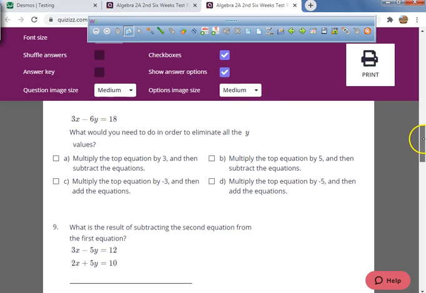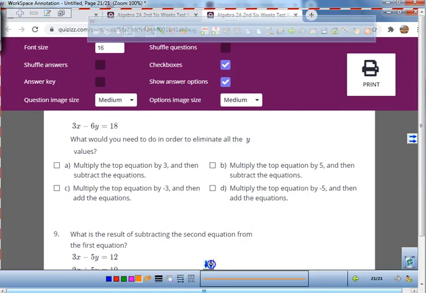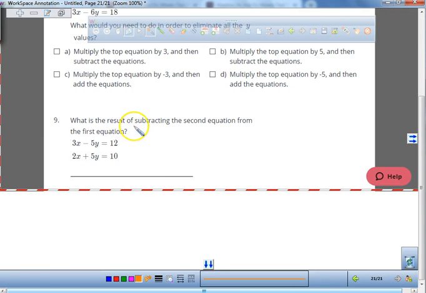All right, guys. It has a fill in the blank. What does it say? What is the result of subtracting the second equation from the first equation? So could you guys write these equations down exactly as they appear? Just write them down. 3x minus 5y equals 12, and 2x plus 5y equals 10.